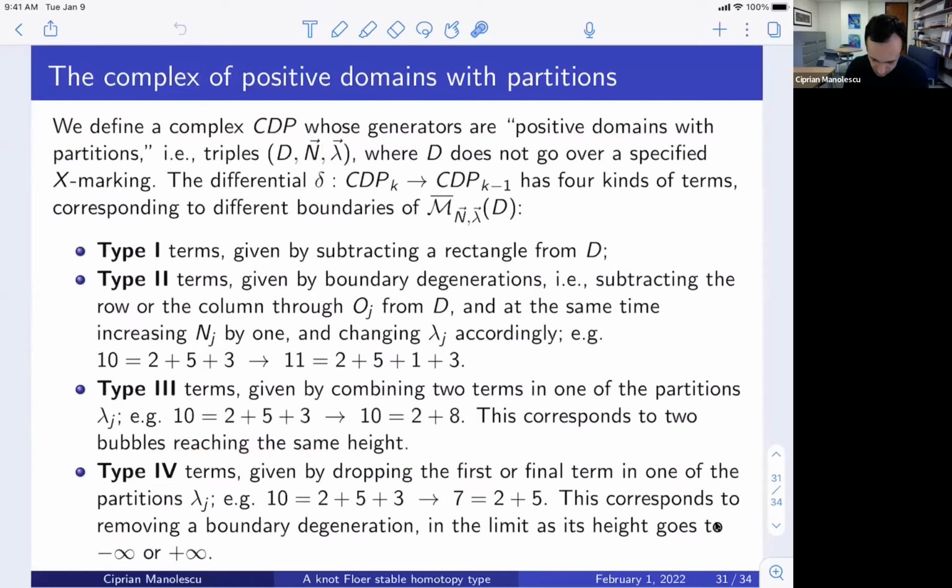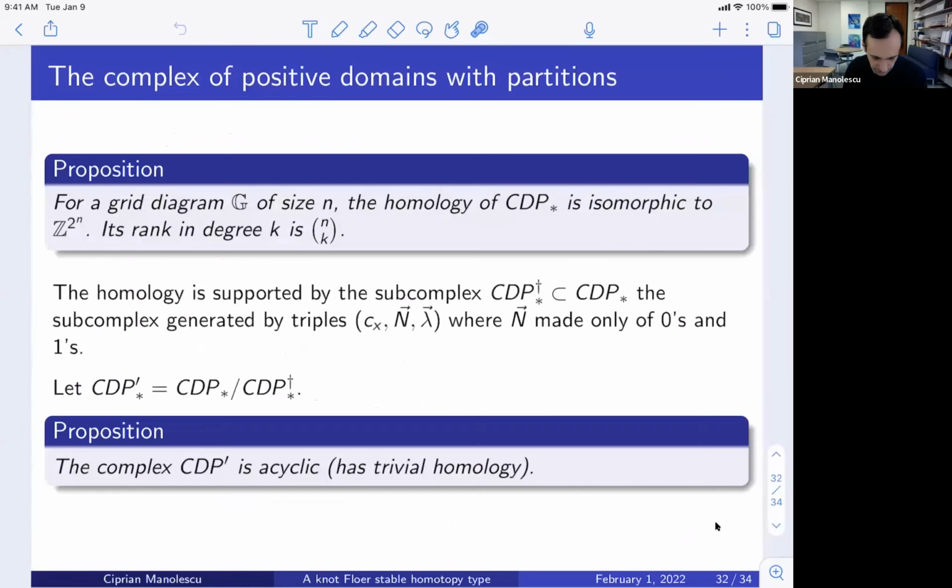So another term is dropping the first or the final term in the partitions and so on. You can show that del squared equals zero, and you can compute the homology. So this is some part of the paper where we computed the homology, and we got that the rank in degree k is n choose k, and overall the rank is 2 to the n for the grid diagram of size n.